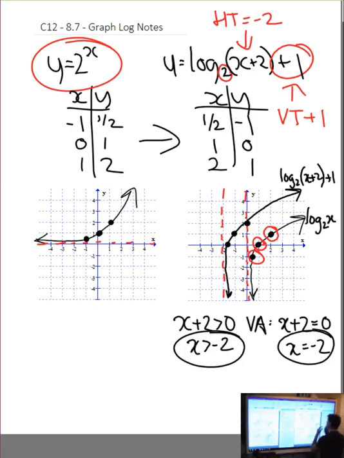Recapping, if I want to graph a log, I graph the base to the x. I know they're inverses of each other, so I switch x and y, plot all those points, and then use my knowledge from transformations to figure out what happened to the graph. Notice you can see the graph has gone left 2 and up 1.